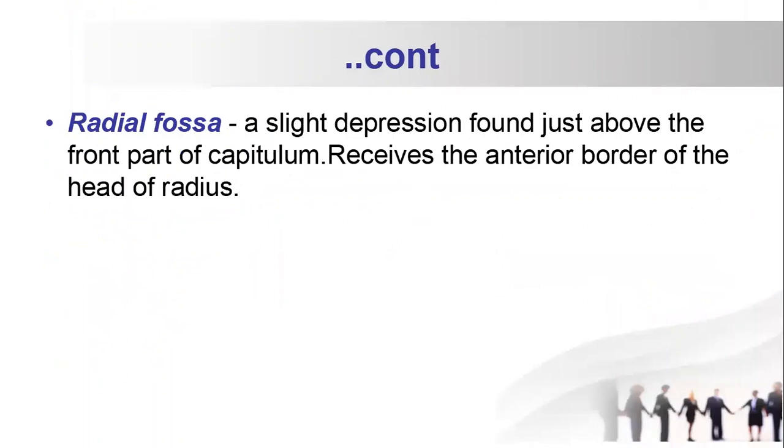So the radial fossa is a slight depression found just above the front part of the capitulum that receives the anterior border of the head of radius. So this is just a fossa that receives the anterior border of the head of radius.